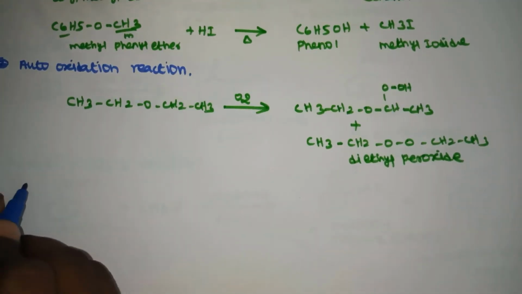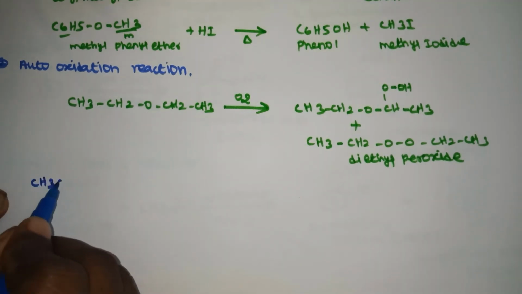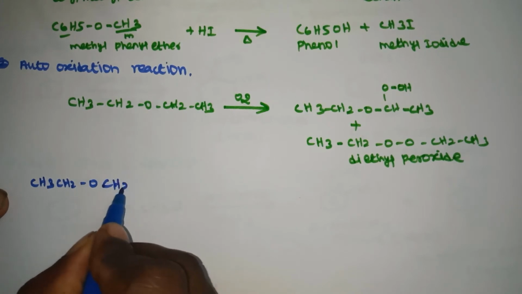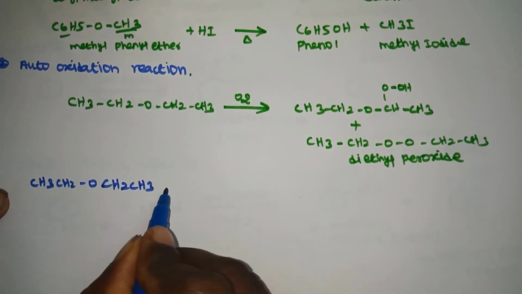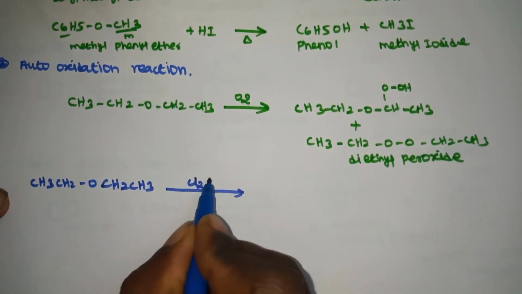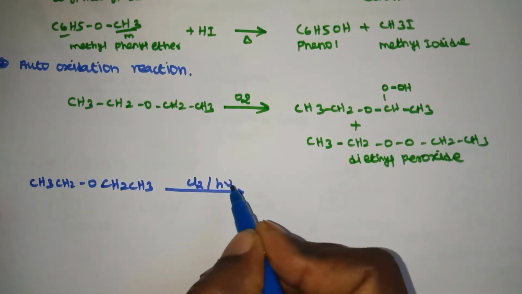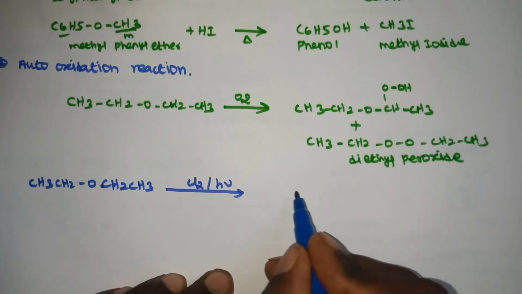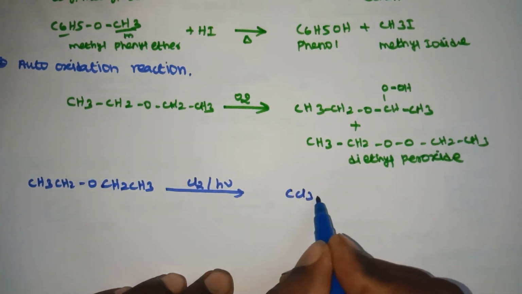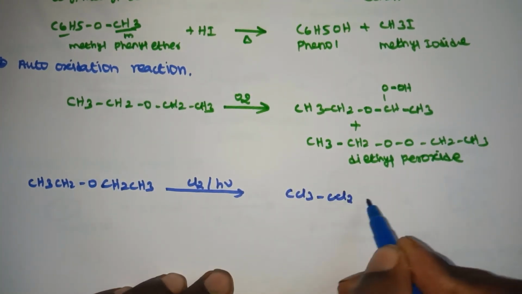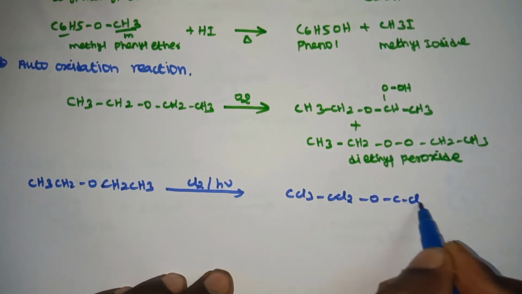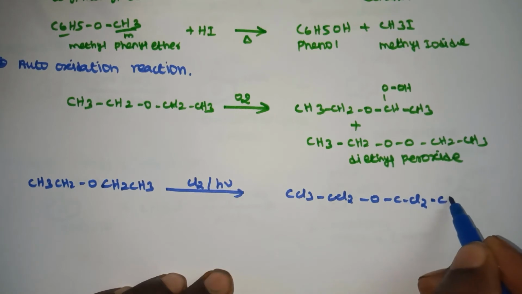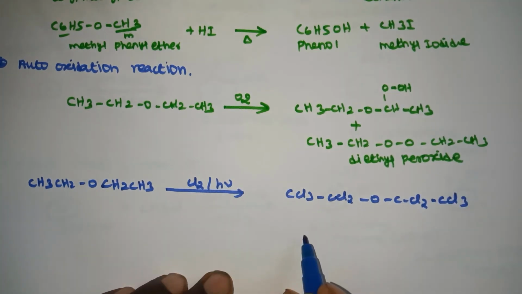First one, CH3CH2OCH2CH3, diethyl ether, on chlorination in the presence of sunlight, all 10 hydrogens are replaced by chlorine. So we get CCl3CCl2OCCl2CCl3. Hydrogen is replaced by chlorine.